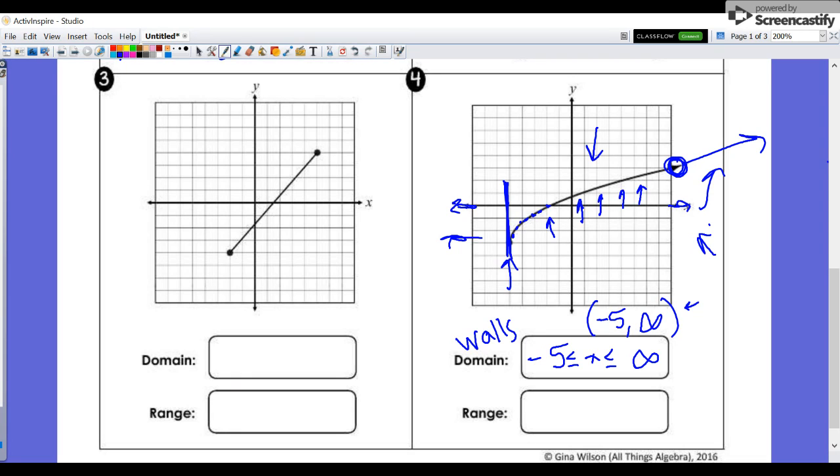I want you to think of the range as a floor and a ceiling, where the floor is where this thing begins and the ceiling is where it ends, or the biggest value. Now, kind of similar to the domain, I have a floor right here.